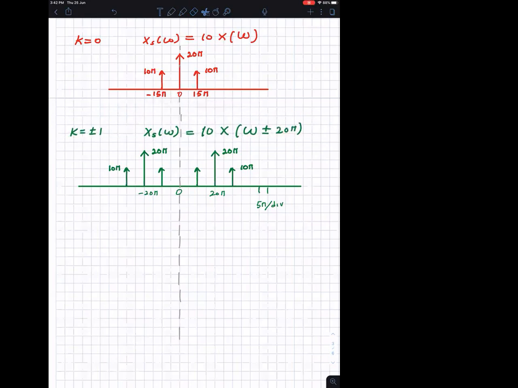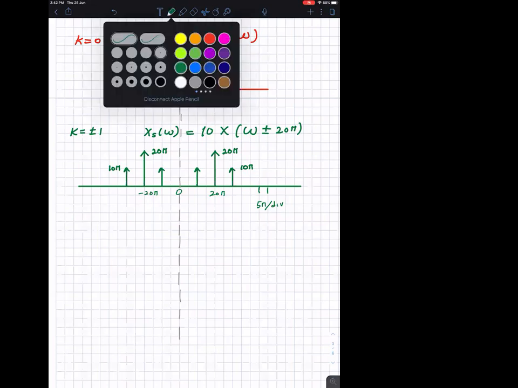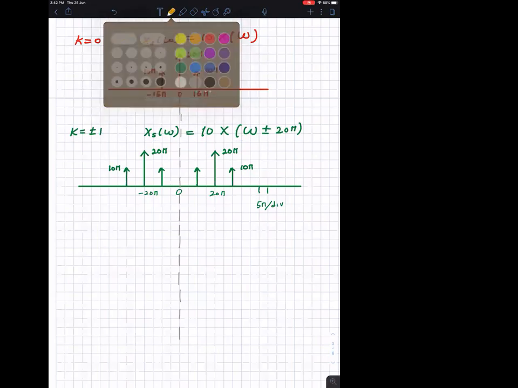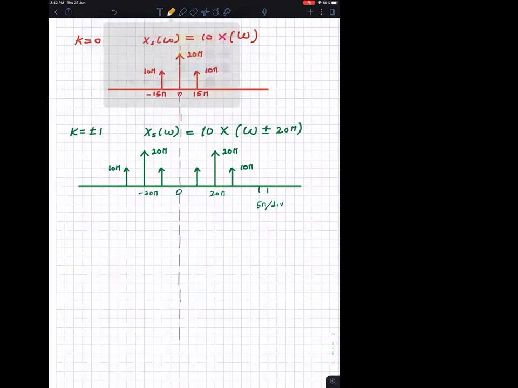So at k equals plus minus 1, you're going to get this plus this. I'm just drawing them on separate drawings. But actually, they all appear added together at k equals plus minus 1. We put them together later. For now, I'm just drawing them separately.